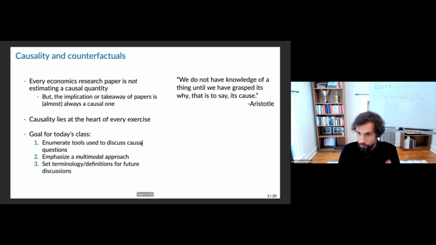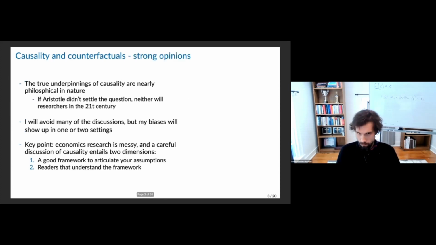One thing I want to mention: there's this Aristotle quote. Thinking about causality, and the causes of things, goes back thousands of years. People have been worrying about this for a long time. The true underpinning of how you think about causality is pretty philosophical in nature. Basically, the summary for this class is that if Aristotle wasn't able to settle the question, then we're not going to in the 21st century either. And as a consequence, I'm not really going to delve into it too much.